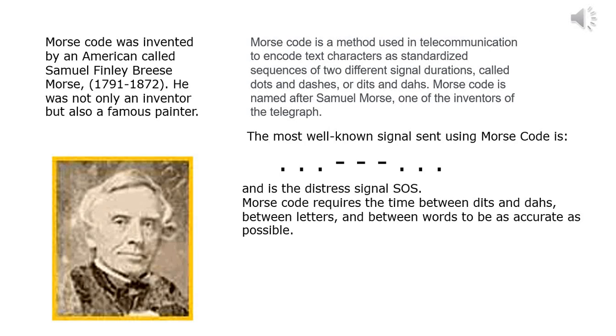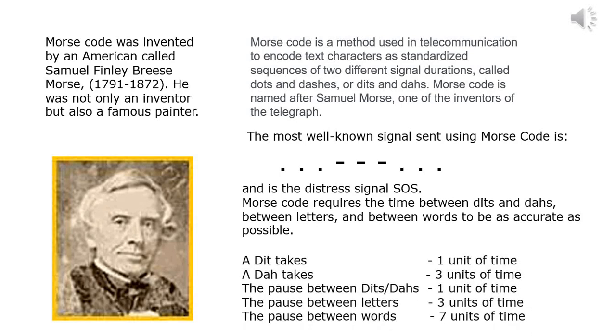Morse code requires the time between dits and das, between letters, and between words to be as accurate as possible. A dit takes 1 unit of time. A dash takes 3 units of time. The pause between dits and das is 1 unit of time. The pause between letters is 3 units of time. The pause between words is 7 units of time.